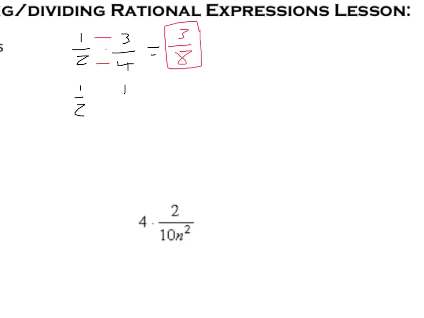I could also give you 1/2 times 4/7. Again, we go top times top, bottom times bottom, and we get 4/14, which we notice we can reduce. So we would take 2 into 4 and 2 into 14, and we would get 2/7.